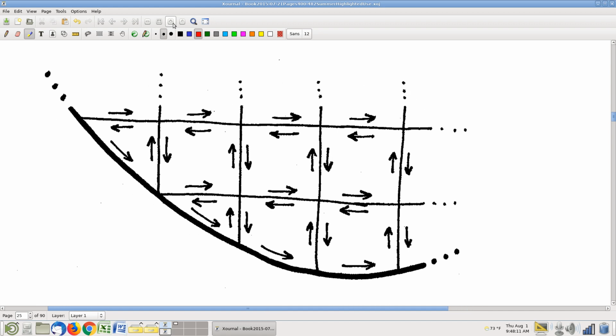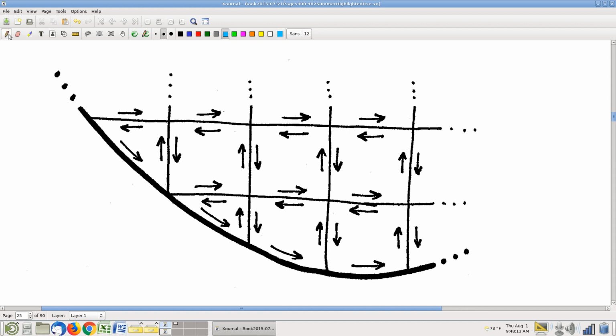Chop it up into a bazillion little pieces like this, and notice these, compared to these. That same thing's happening. This edge appears twice with opposite orientations and cancels. Likewise, this edge appears twice with opposite orientations and cancels. This edge twice, opposite, cancels. This edge twice, opposite, cancels. The same thing happens over and over again.